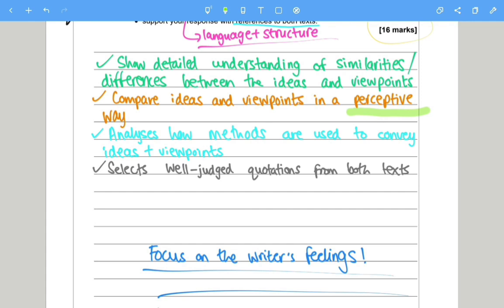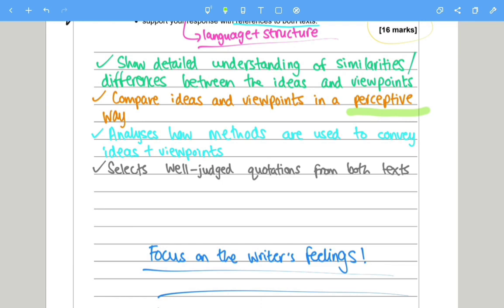Now, how do you do that? In simple terms, you need to be looking at the explicit differences, so the obvious differences, and also the implicit differences, the not so obvious differences. Now, if you can do both, then you should be able to get the top marks for this question. Try to look at the differences from different angles. Look at it from an alternative viewpoint as well.